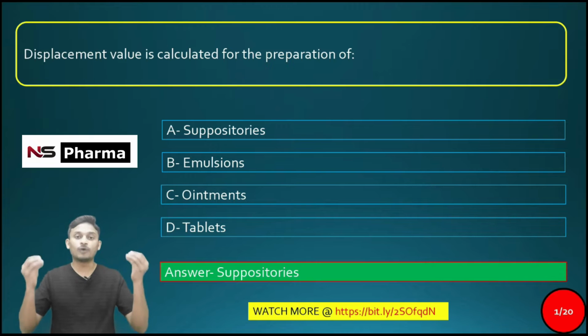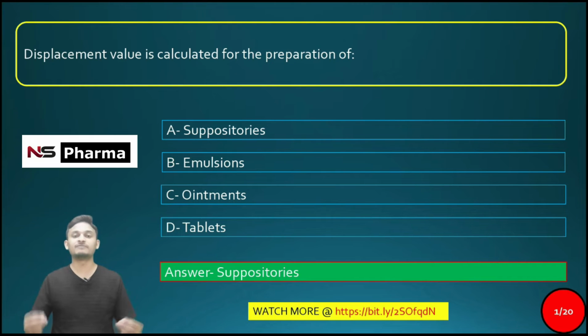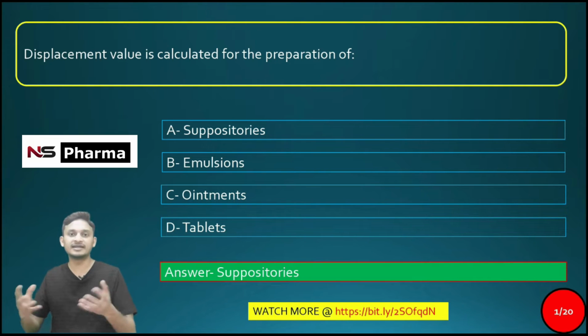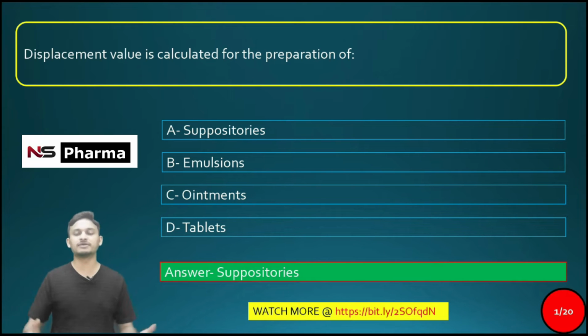We know, what is displacement value? Displacement value is the volume of a drug that can displace 1 gram of suppository base. That is called displacement value. Now we will move to the next question.